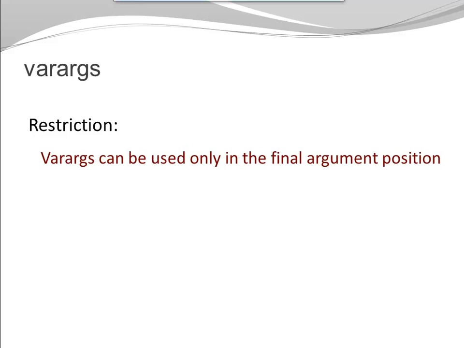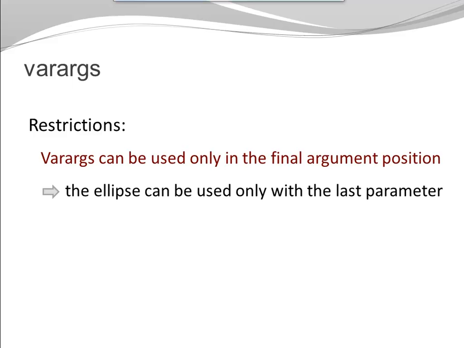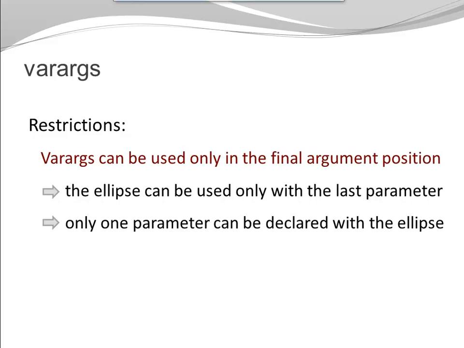There's one more thing I want to point out, because there's one important restriction. Varargs can be used only in the final argument position. That implies that the ellipse can be used only with the last parameter, and also that only one parameter can be declared with the ellipse.